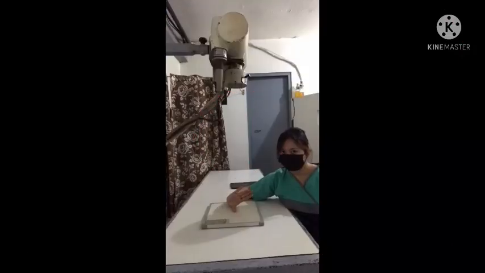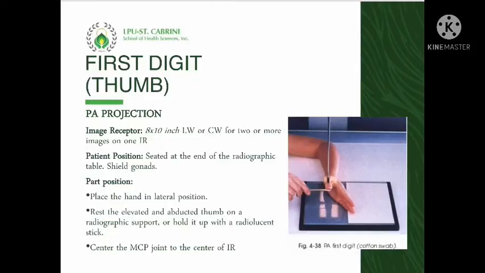Holding the extended digits by the opposite hand with tape can avoid their possible superimposition on the first digit. Next is the PA projection of the thumb.